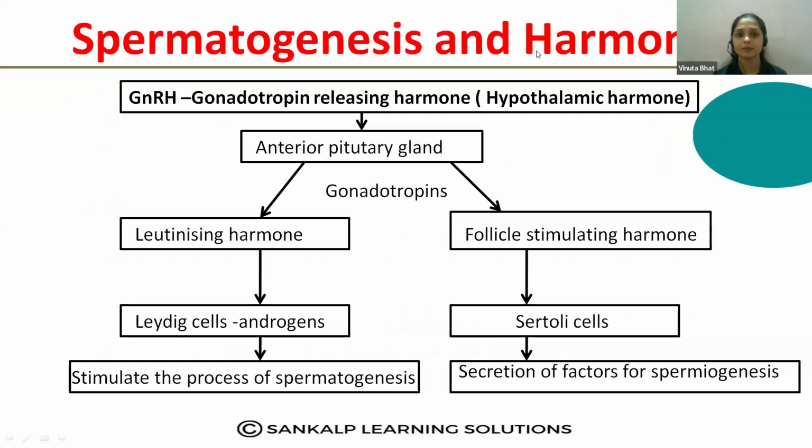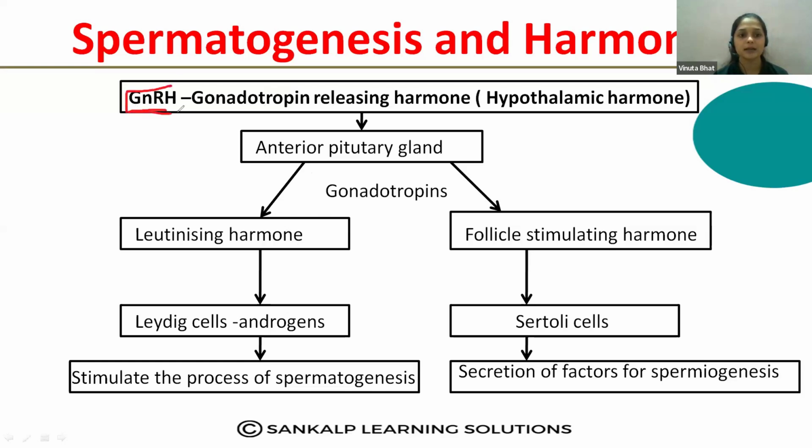Okay, then spermatogenesis and hormones. So how the hormones are influencing the spermatogenesis process. This diagrammatic representation is very easy to remember for you people, for your competitive exam also, for your board exam also. Okay, so for MCQ questions in the board exam, I hope this schematic representation will help you. So here gonadotrophin releasing hormone, that is written as GnRH.